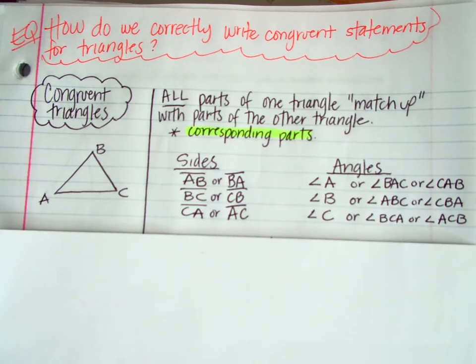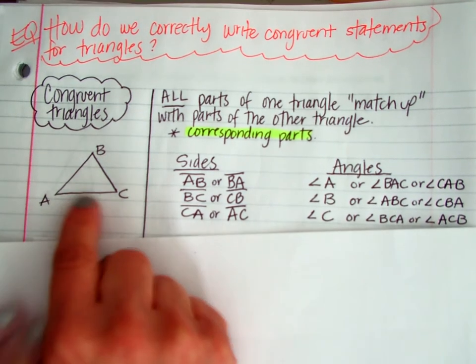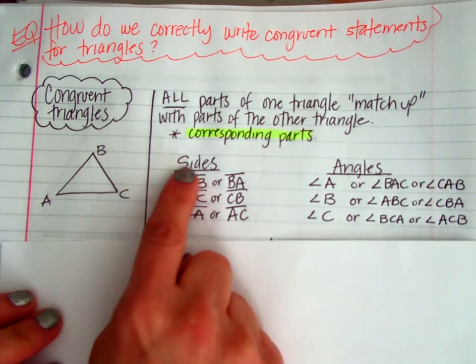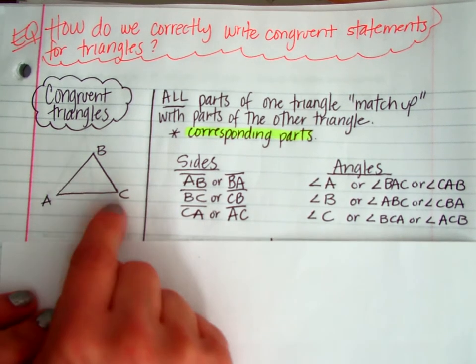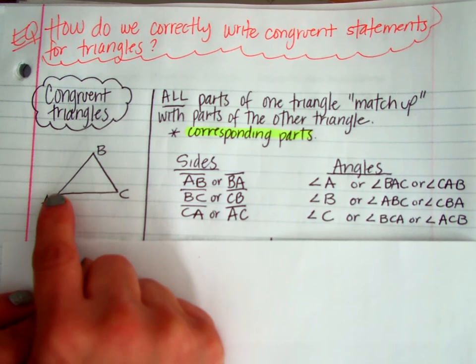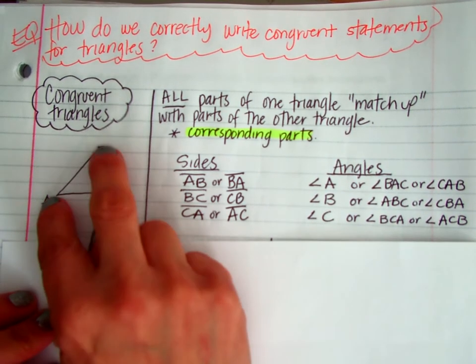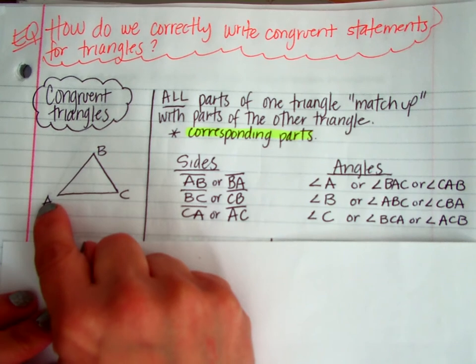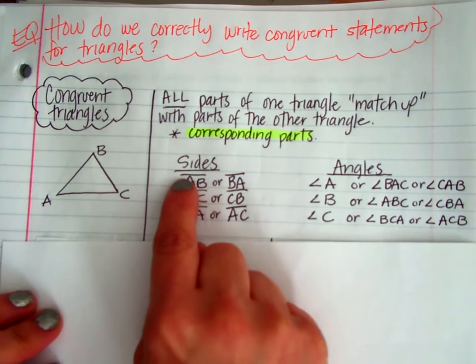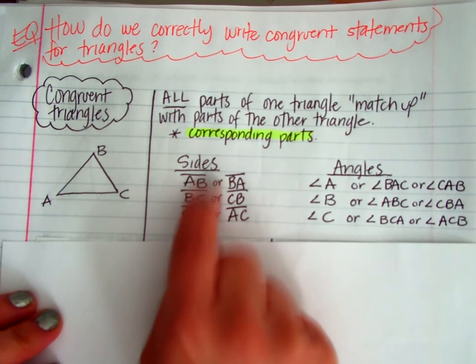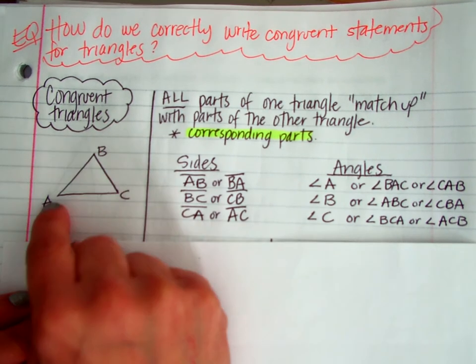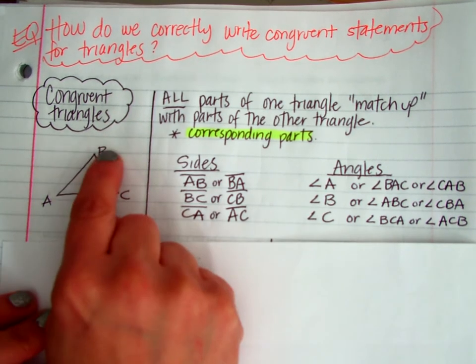So before we start talking about those congruent triangles, we're going to just talk about a triangle. So I have here triangle ABC, and I need to know how to write the sides correctly and the angles correctly. Remember, sides are always going to be two letters from endpoint to endpoint. For example, this side of the triangle can be called side AB, and we use this bar on the top to show that that is a side AB, or I can call it by its name backwards, side BA.